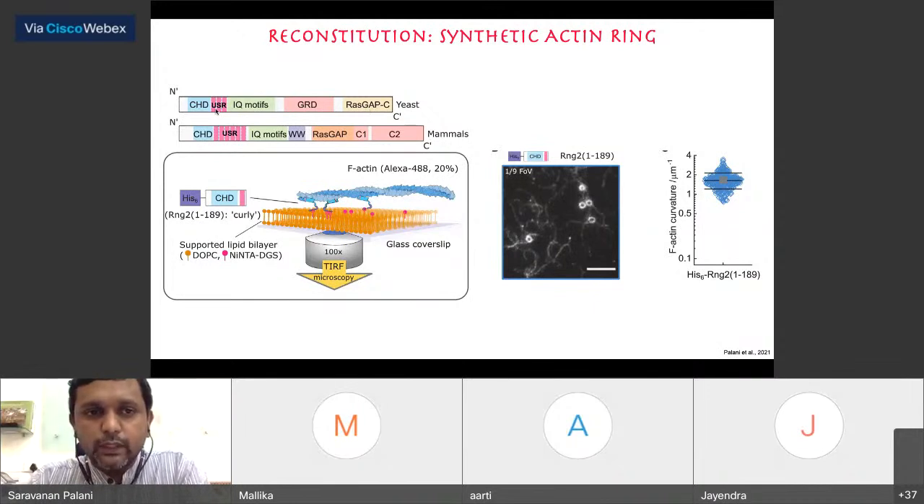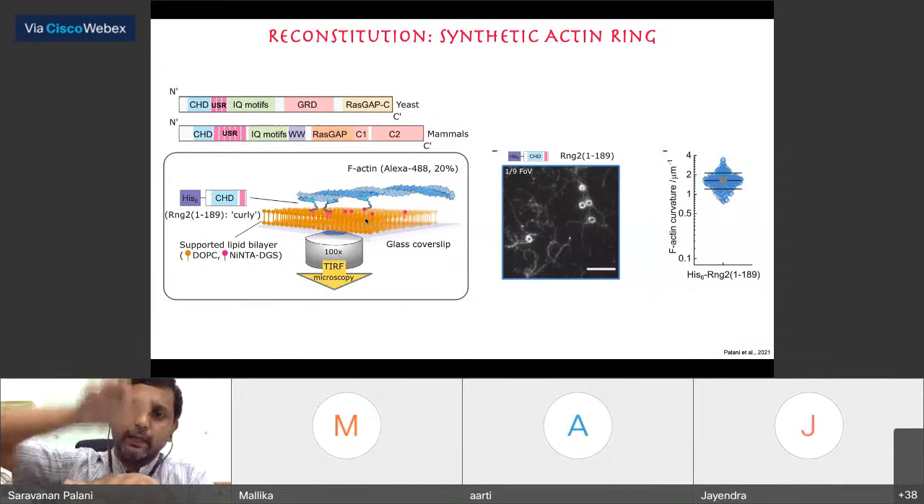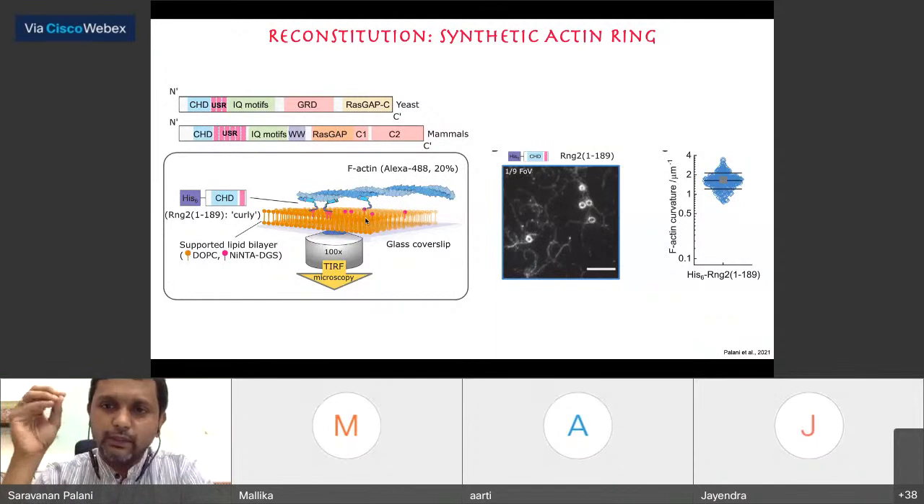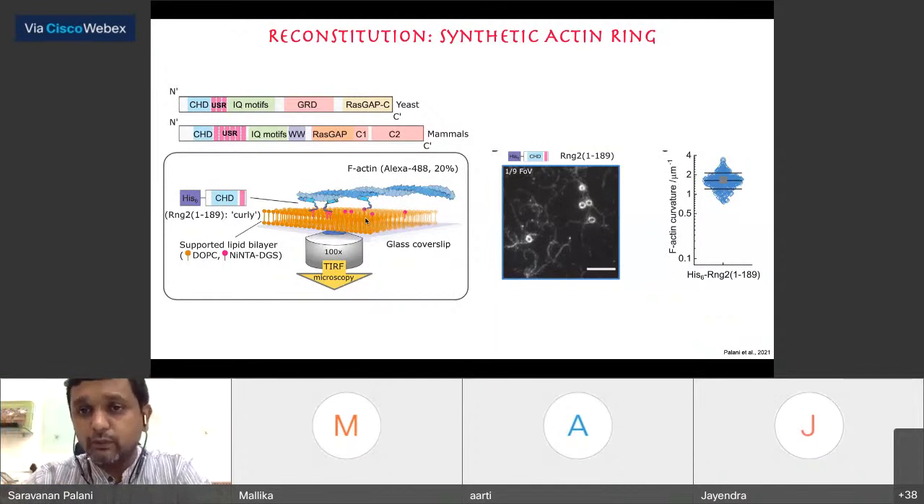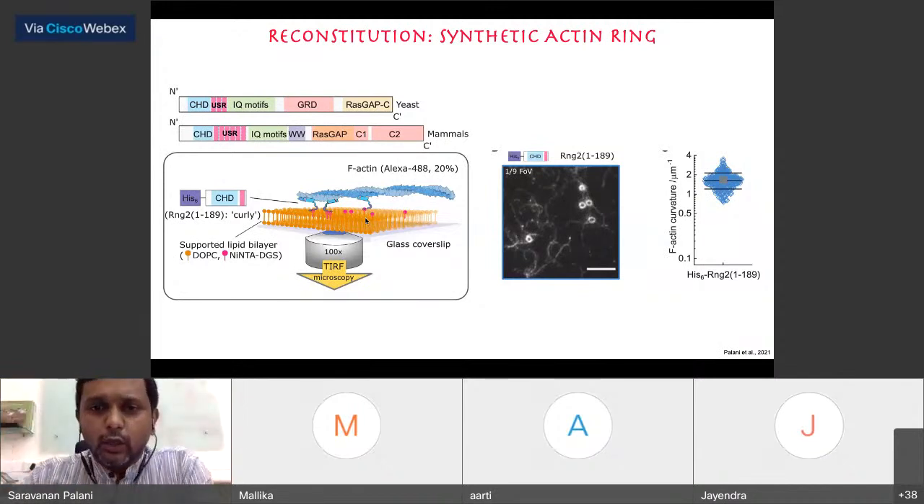So we purified only residues 1 to 189, that is, a 190 amino acid stretch from yeast, with a 6xHis tag, so that it can bind the nickel lipids in the lipid bilayer, as you normally do with nickel purification. It can be captured by the supported bilayer and then imaged by adding actin, because we know it's an actin binding protein. We thought it would bind and make some kind of filaments or bundles. Surprisingly, what we observed was that it makes a ring-like structure, with just two proteins.